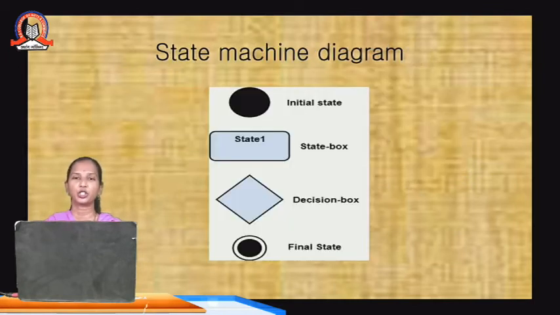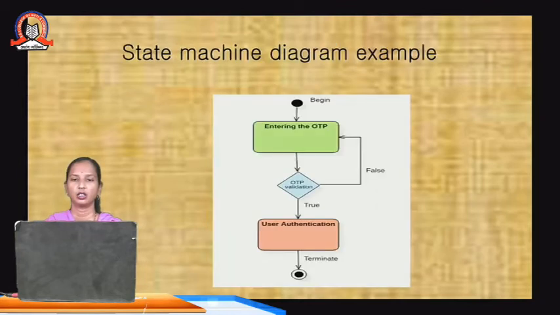Next, the state machine diagram. The state machine diagram has the initial state, the state box, then the decision box and the final state. The decision box is simply a question mark, and depending on the question there will be yes or no as a separate state change symbol. Again, a simple example of a state machine diagram: when the person is trying to access an ATM system, he is also allowed to enter the OTP. The OTP is validated, so that's how the user authentication will be done.